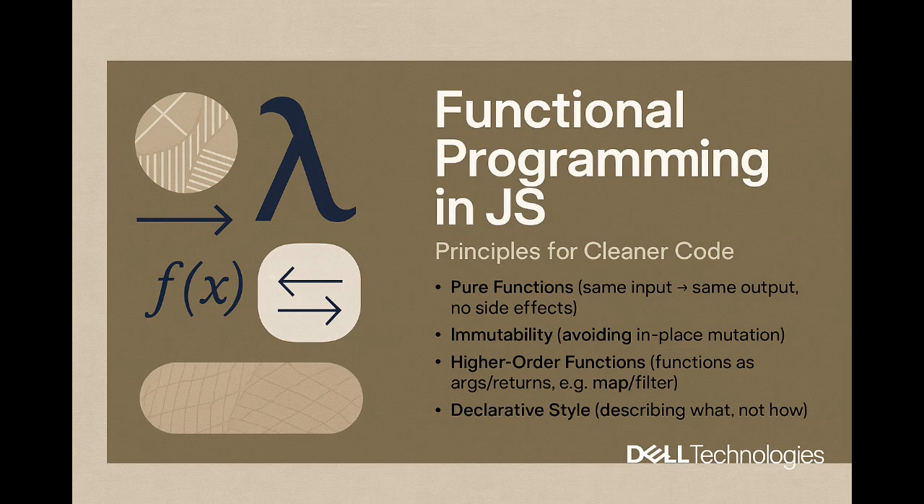Function composition. This is about building complex operations by combining simpler functions, almost like snapping Lego blocks together. If you have two functions, f(x) and g(x), you might compose them to get h(x) equals f(g(x)). A practical example: you might have one function that sanitizes input text and another that counts words. Compose them, and you get a function that counts words in sanitized input text. JavaScript doesn't have a built-in operator for composition, but you can do it manually or use utility libraries.